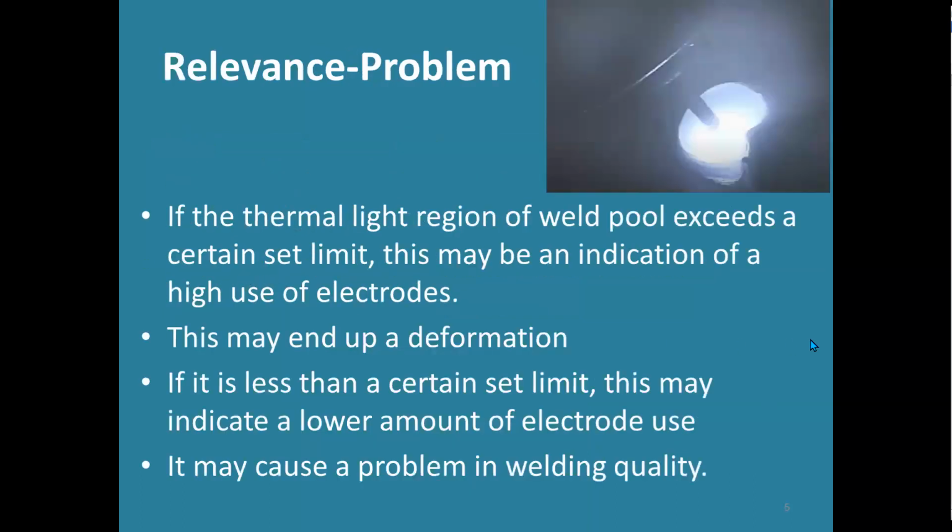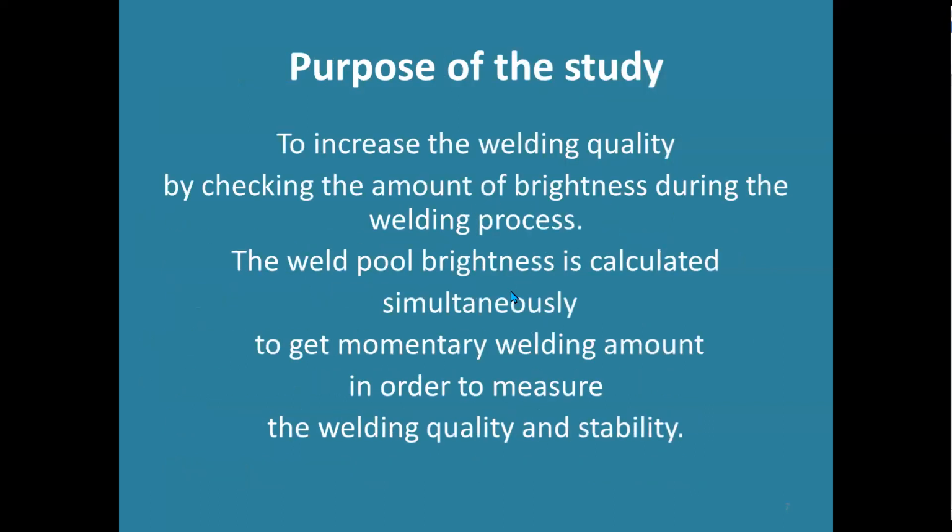One of the problems is if the thermal light region of the weld pool exceeds a certain set limit, this may be an indication of a high use of electrodes. This may end up in deformation. If it's less than a certain set limit, this may indicate a lower amount of electrode use. It may cause a problem in welding quality. So these are the two problems related with this heat. So we focused on this problem in our study.